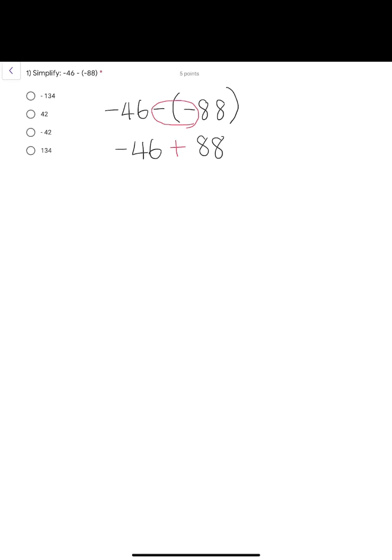Since we have different sign, we're gonna take the bigger number sign. Since 88 is bigger than 46, we're going to take 88 sign, which is positive, so the answer is going to be positive. And since they're different sign, you subtract, and you always subtract from the bigger number. So 88 minus 46 is going to be 42, and so the answer is positive 42, and that is right over here.